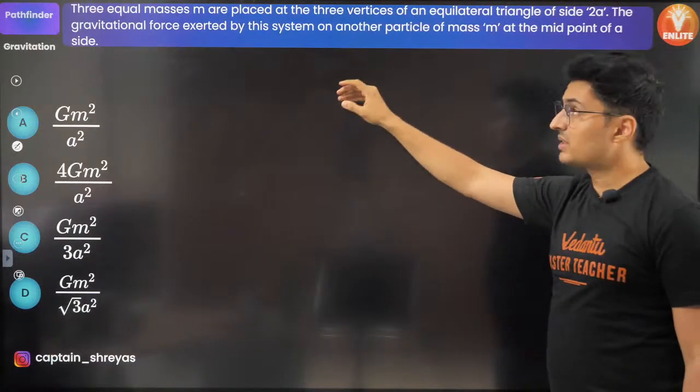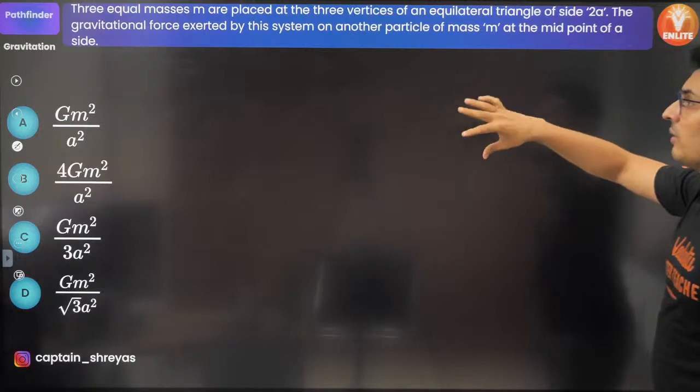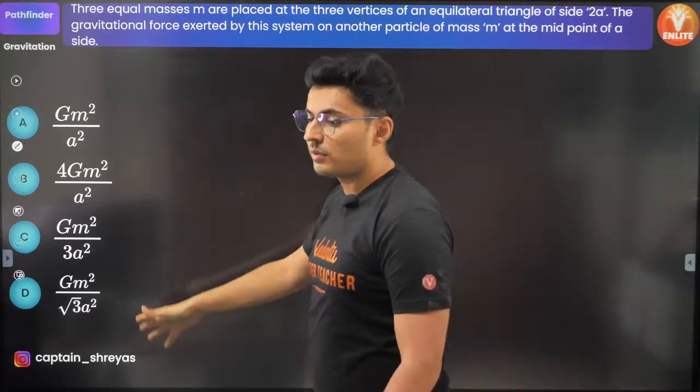The gravitational force exerted by this system on another particle of mass m at the midpoint of a side is given by which of the following?